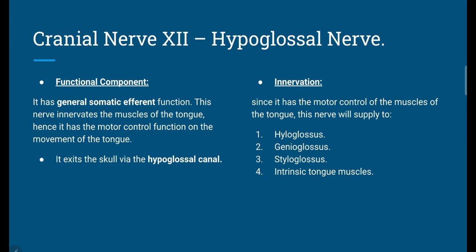The final cranial nerve for this series is the hypoglossal nerve. The functional component only includes the general somatic efferent function, and this nerve innervates the muscles of the tongue. Hence, it has a motor control function on the movement of the tongue. It exits the skull via the hypoglossal canal. The muscles supplied by the hypoglossal nerve include hyoglossus, genioglossus, styloglossus, and the intrinsic tongue muscles. So basically, most of the muscles associated with the tongue are supplied by the hypoglossal nerve.